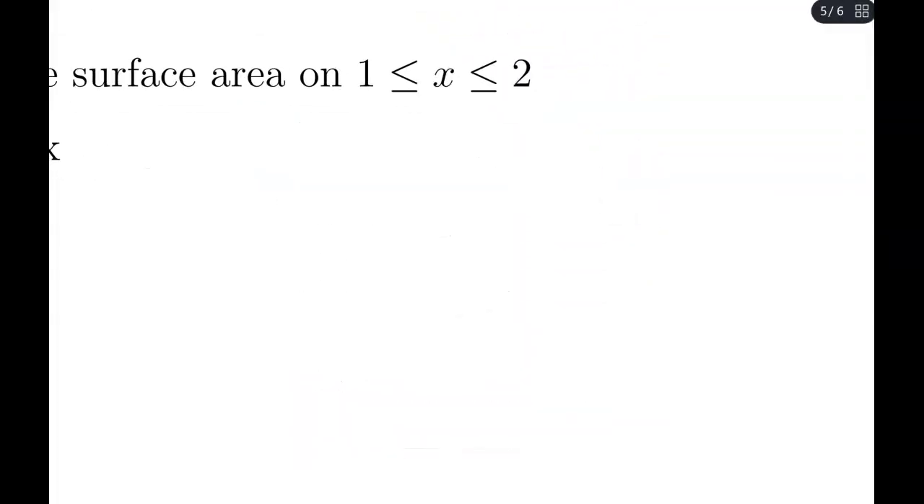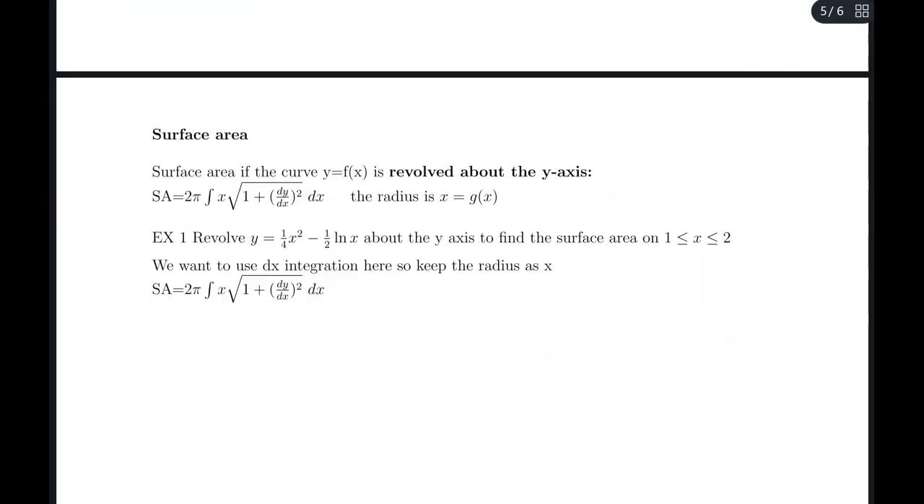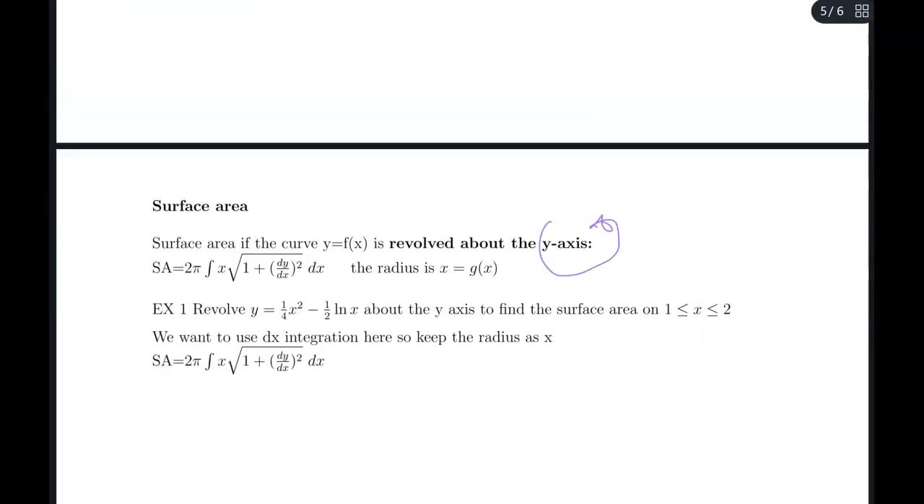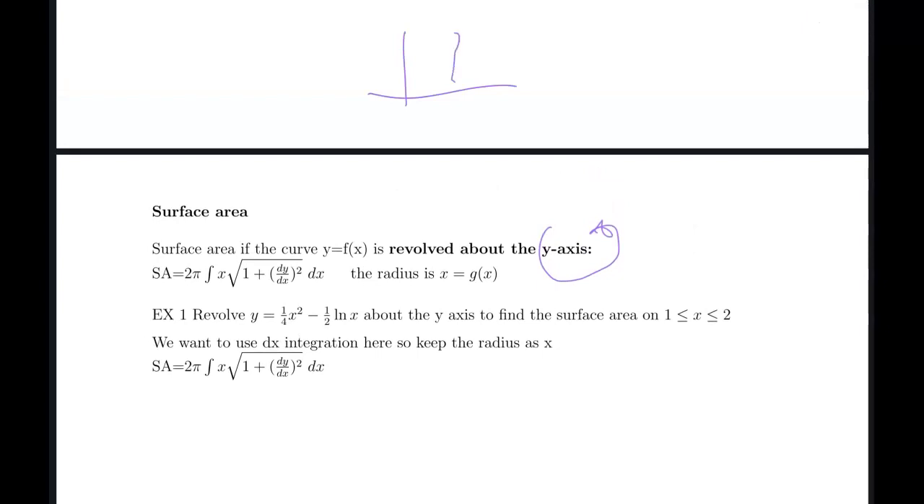Now we go to surface area when we're revolving around the y-axis. Let's think about it. I'm taking this curve and spinning it around, so it's like painting the outside of this vase. The radius is this x value. So the radius is x. That's the first thing you need to identify.